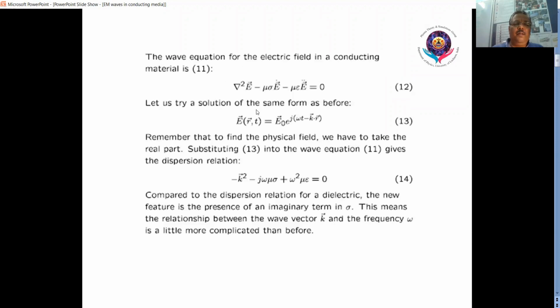That equation can be rewritten as follows, and to solve this equation, we assume a solution of the form given by equation 13. And when you substitute this value of the electric vector into the differential equation given by equation 12 and perform the differential operations, we arrive at equation 14, which is a second order equation, a relation between omega and k, and is called the dispersion relation.